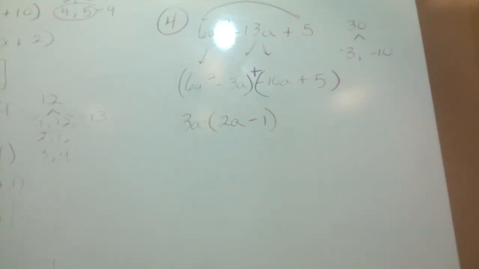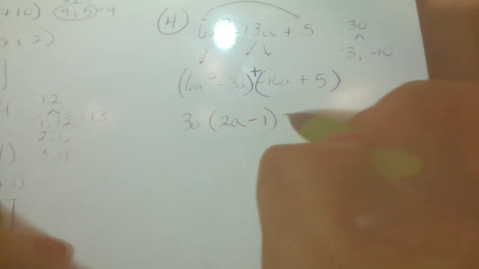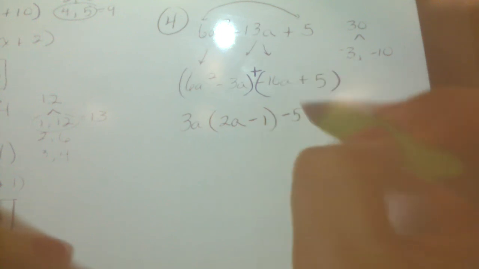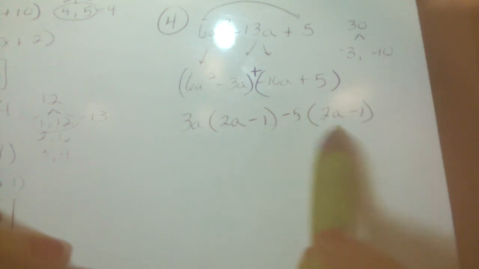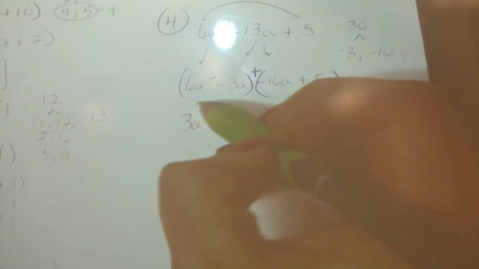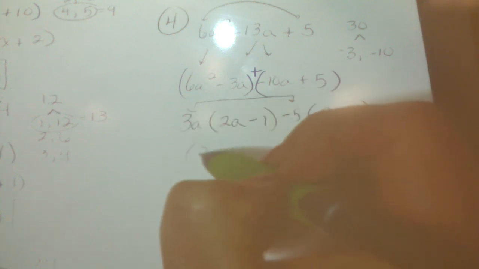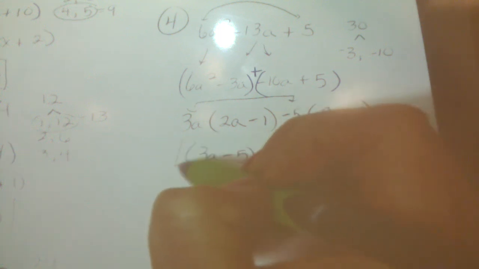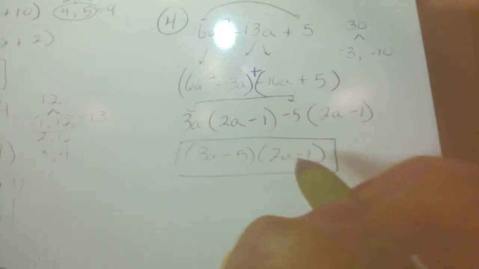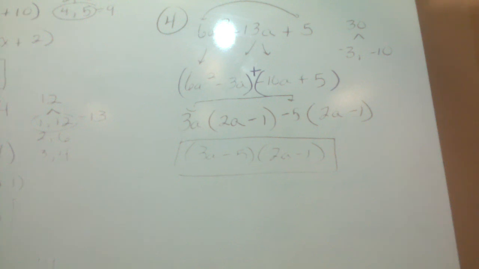So that's telling me I've got to factor out a negative. So if I factor out a negative 5, let's see what happens. Negative 10 divided by negative 5 is a positive 2a. A positive 5 divided by a negative 5 is a negative 1. Perfect. Now I have exactly what I want. So I've got 3a minus 5 times 2a minus 1. And that is factoring trinomials when the leading coefficient is greater than 1.